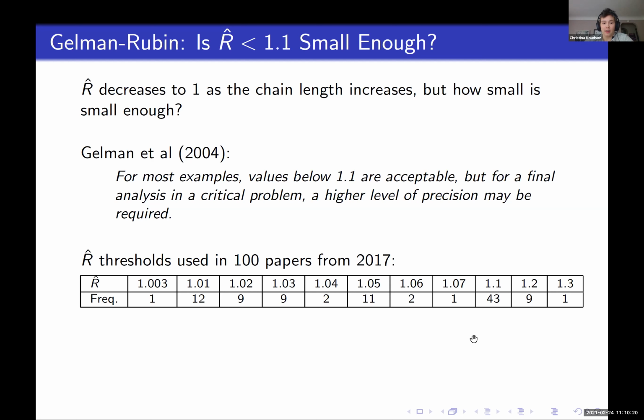So we can see that there's a good bit of variation in the R-hat thresholds that have been used. It looks like a lot of people got the 1.1 memo, and also several people have gotten the memo about a more critical problem. So we may wonder, this person who used 1.003 looks pretty good in comparison to the rest of the papers because this is the smallest threshold used. But how good are these thresholds? Are they good enough to be producing reliable results?